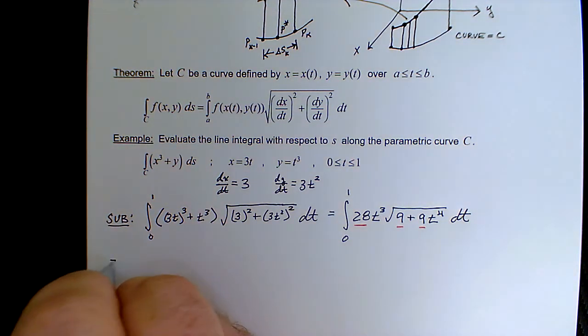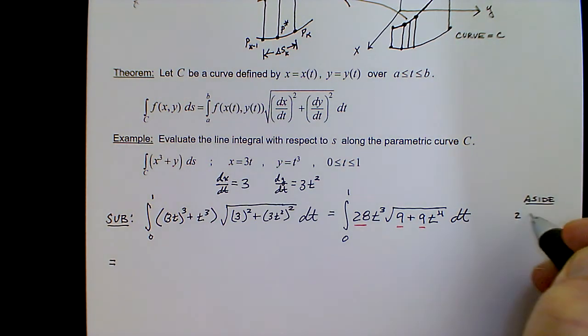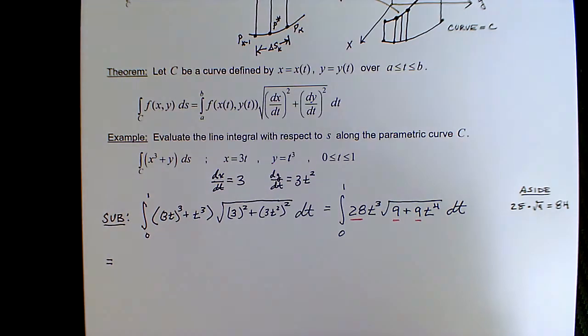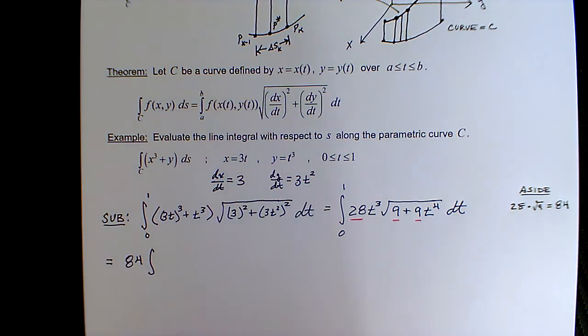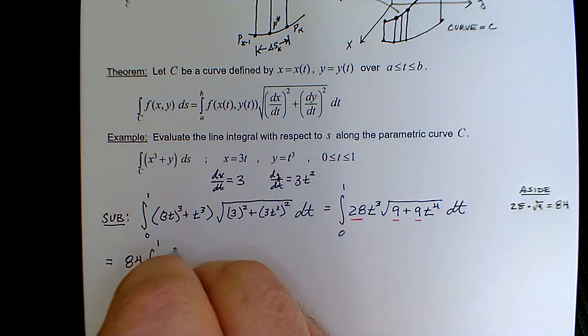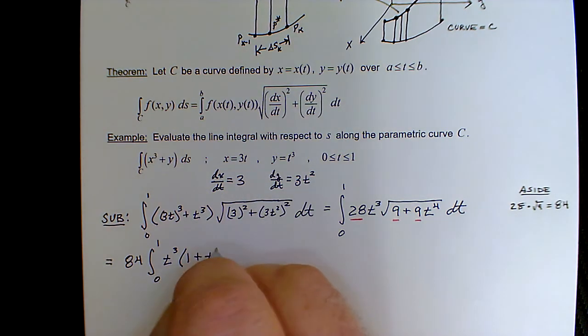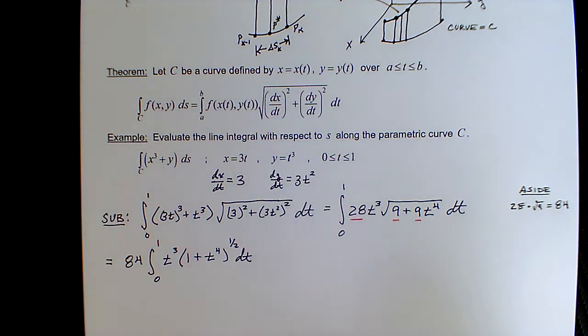So we could figure out, just doing this aside, 28 times the square root of 9, which is 28 times 3, or 84. So I could bring out the 84 in front of the integral from 0 to 1 of, then I would have the t cubed, and left under the radical after I factor out the square root of 9 would be 1 plus t to the 4th, but that of course under the radical is the 1/2 power, and then that's with respect to t.